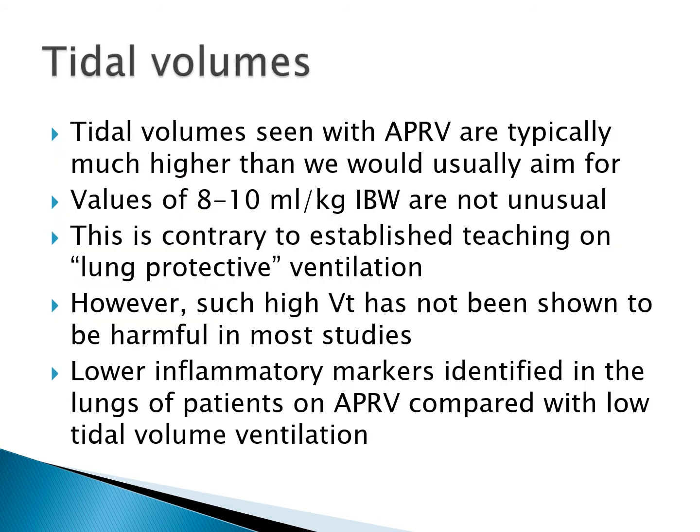Be aware that when you look at some of the delivered values on the ventilator in APRV, they may be much higher than you would typically aim for, in particular tidal volumes. Seeing values of 8 to 10 mils per kilo ideal body weight are not unusual with APRV, but it is contrary to established teaching on lung protective or low tidal volume ventilation. So far, such high tidal volume has not been shown to be harmful, and in fact some animal models where they've looked at inflammatory markers within the lungs found lower levels of inflammatory markers within the lungs of patients ventilated with APRV, even with these high tidal volumes, than when compared with lower tidal volume ventilation.